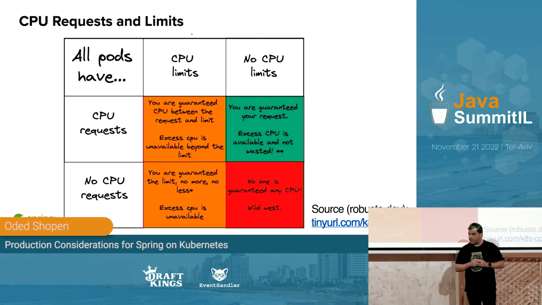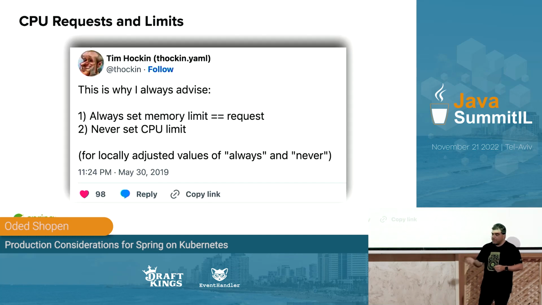You don't impact any other processes because the request is the guaranteed value, right? And obviously never go to production without setting both, because then it's basically the wild, wild west, right? So this is actually another recommendation from Tim Hockin, one of the original founders of Kubernetes at Google, and he also says to never set CPU limits unless, of course, it makes sense.